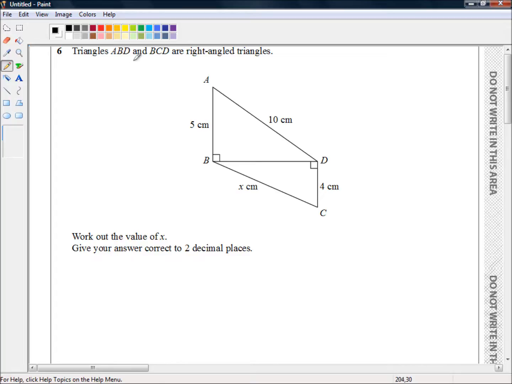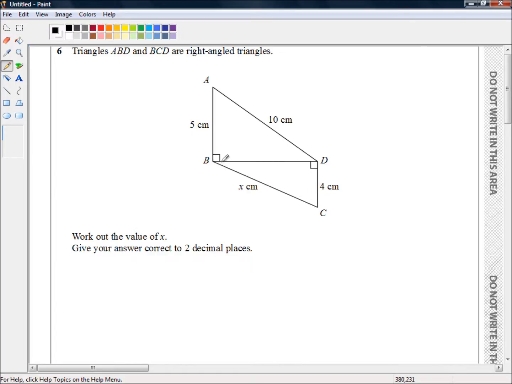Triangles ABD and BCD are right-angled triangles. Work out the value of x. Give your answer correct to 2 decimal places. Okay, so we've got our triangle here. We're given this length and we're given the hypotenuse, and we're not given this length, but this length shares a common length with the triangle on the bottom, and there's the x that we're looking to solve.